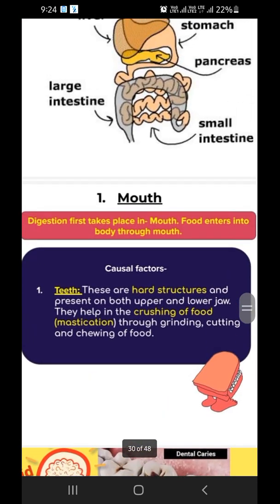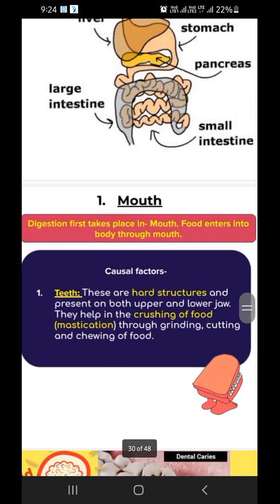In the mouth we have salivary amylase, which we also call ptyalin. Salivary amylase helps to change starch to maltose, and it is released through the salivary gland. Please remember where it is released from: the salivary gland.